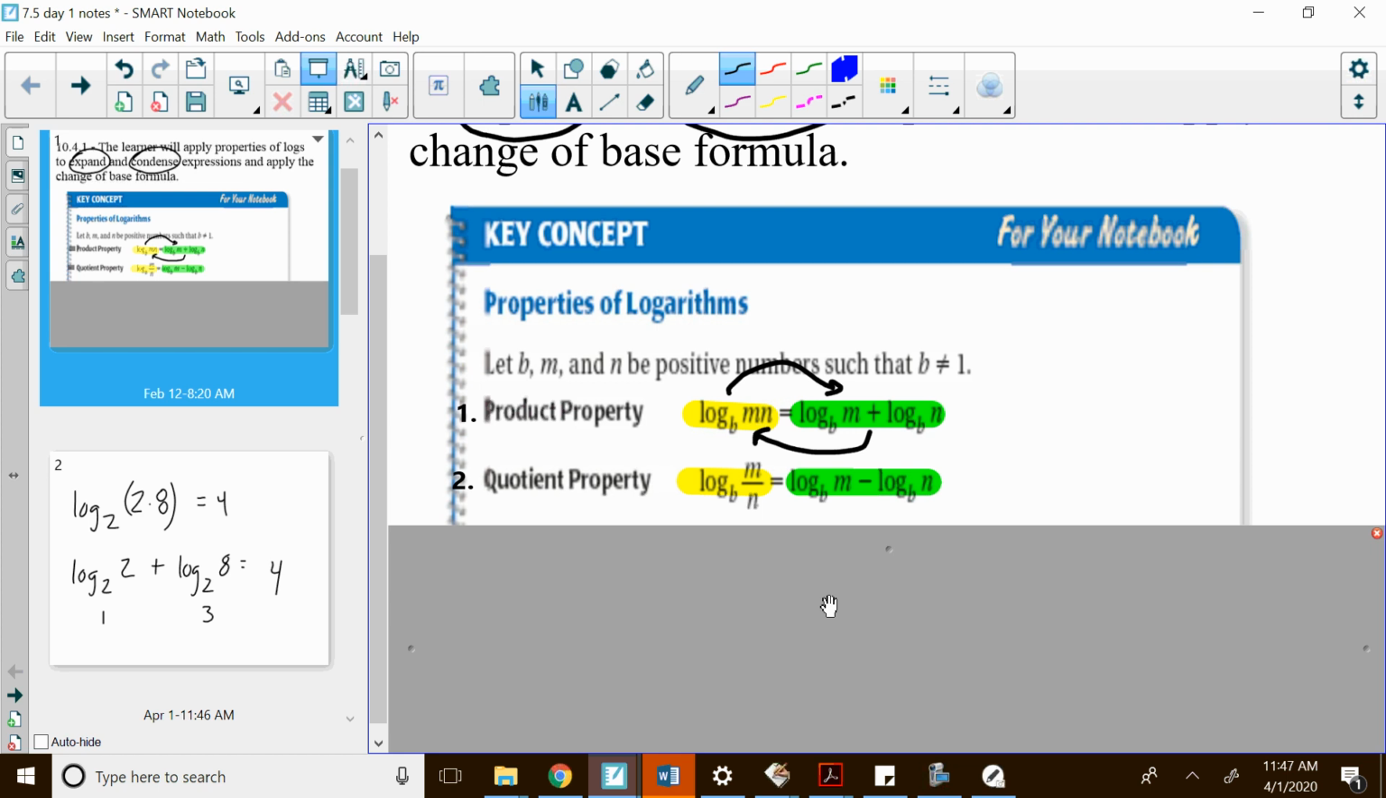And the quotient property, again, pause your video and write this down, says that the log base b of m over n is actually equal to the log base b of m minus the log base b of n. Okay, I'm going to show you how that works as well. I always like changing something generic into something specific so we can see how it works.